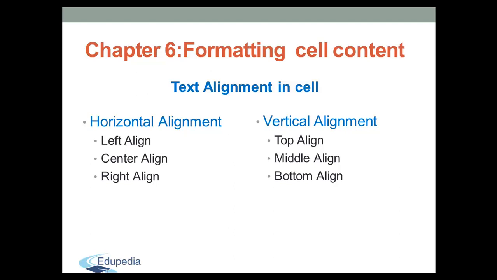Horizontal alignment is one of three choices. You can apply left alignment, center alignment, or right alignment to the cell. And vertical alignment also has three options: top alignment, middle alignment, or bottom alignment.